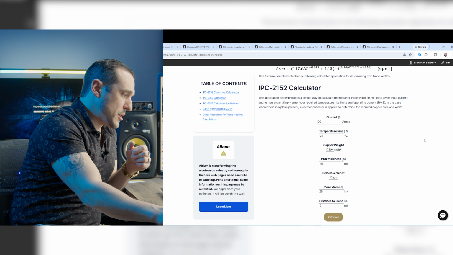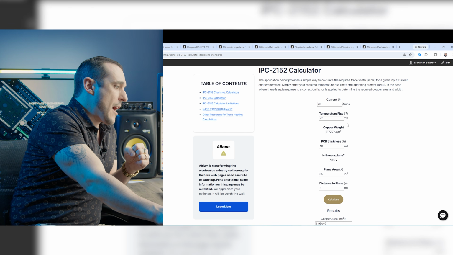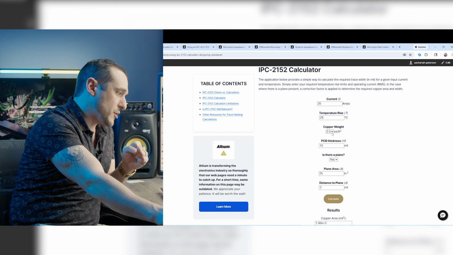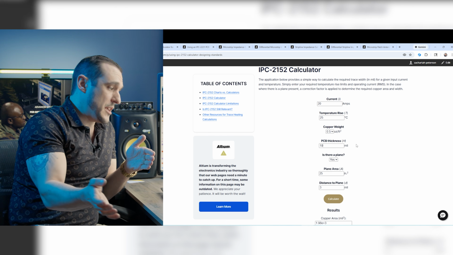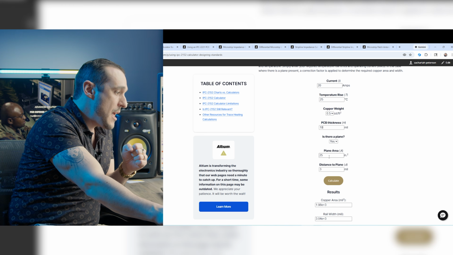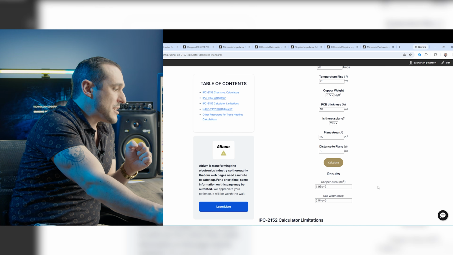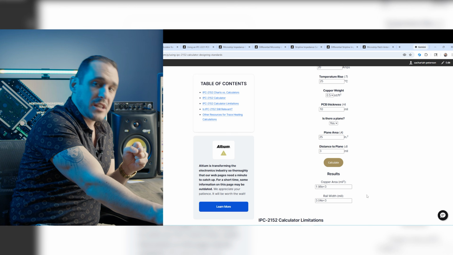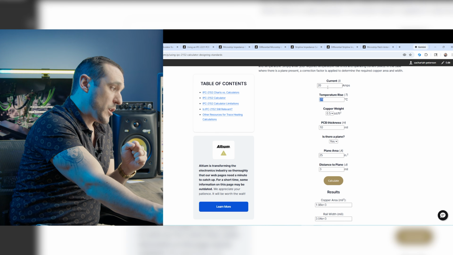So if you scroll down here, you'll see that there are several parameters you can input. Here we have a current we can input. We want to limit our temperature rise to 25 degrees C. We can select the copper weight. We can select our total PCB thickness. We can specify whether there's a plane nearby this rail, and we can specify our plane area and our distance to the plane. And you can see here that it returns a rail width and the total copper area that we need in order to ensure that our temperature rise is limited to 25 degrees C.